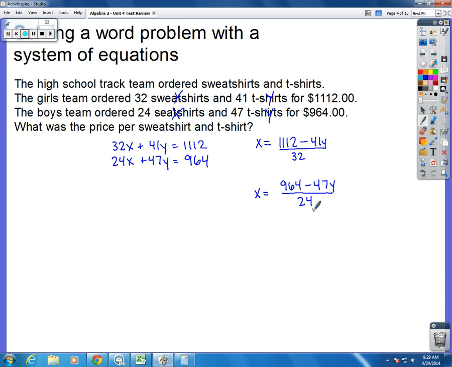Now the reason I didn't actually divide the 32 into 24 is because with equal values method I can let the x's equal each other, and now I have a proportion that I can cross multiply and solve. This saves me from the headache of some decimals, fractions, and so forth. So I end up with 1112 minus 41y over 32 equaling 964 minus 47y over 24. Cross multiply and then solve for y.